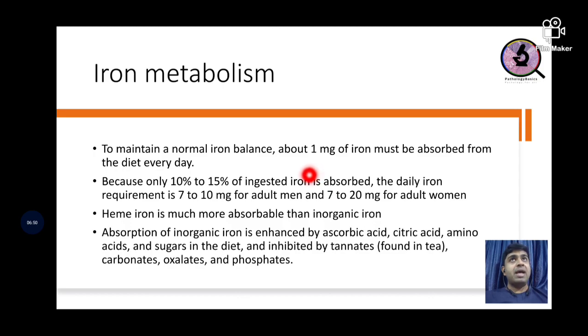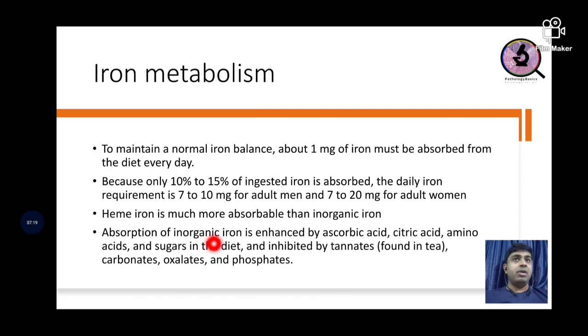Also, whatever iron is ingested, only 10 to 15% of it is absorbed, right? So the amount of iron that should be taken in, if we say only 1% is absorbed, is around 10 milligrams of iron for men and 20 milligrams of iron for women. Out of that, only 1 milligram will be absorbed. Also, as we already saw, heme iron is much more absorbable than inorganic iron.